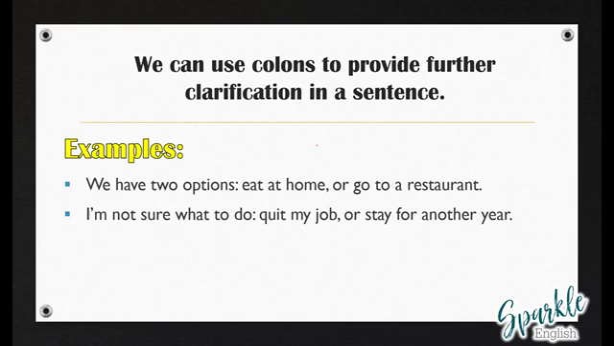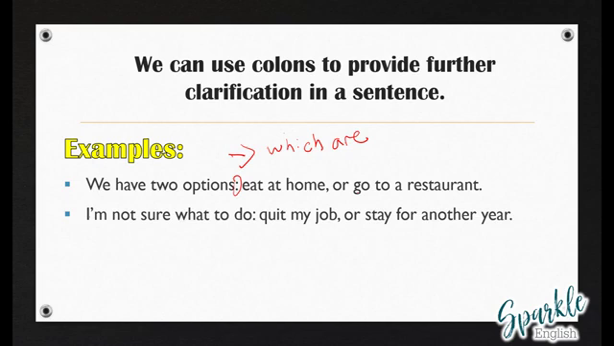We can also use colons to provide further clarification in a sentence. For example, we have 2 options: eat at home or go to a restaurant. We use the colon here because we're providing further clarification in the sentence. We have first stated that there's 2 options, and now we use the colon, which is again like an arrow and like saying which are eat at home or go to a restaurant. These are the 2 options we have.